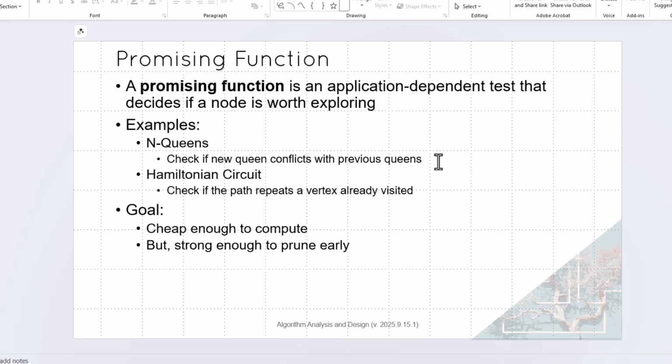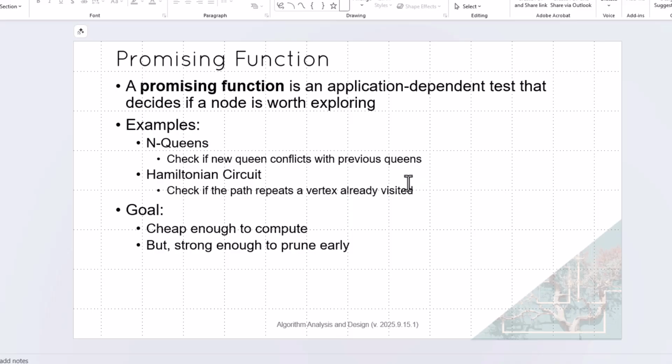A promising function is an application-dependent test. It's not going to be the same function when you're doing n-queens versus a graph problem or something different, like a Hamiltonian circuit. So it is domain or application specific, and it will decide if the node is worth exploring. An example with n-queens would be to check if the new queen conflicts with previous queens. If not, then it's promising. For a Hamiltonian circuit, it would be something like check if a path repeats a vertex already visited.